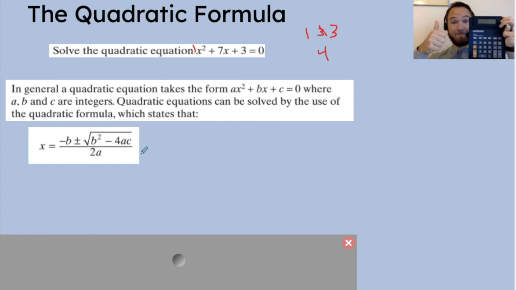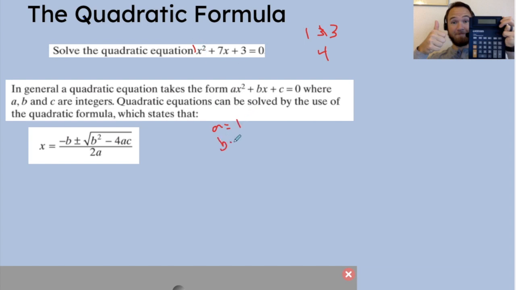Yeah, that's a lot. But if you remember this equation, you'll be able to solve any quadratic that exists. So let's try this equation and plug it in here. Something that's helpful is just to define what each one is. So a is going to be 1, b will be 7, and c is 3.